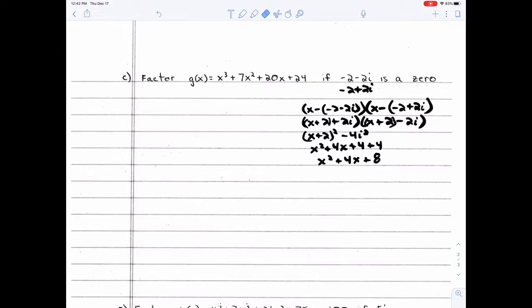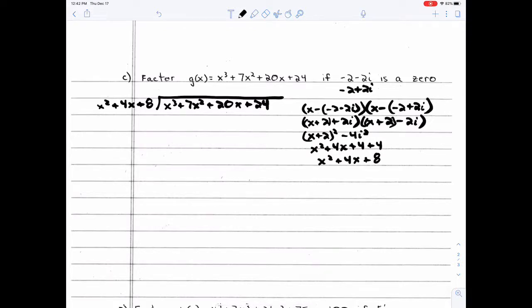So let's take the divisor, which is x squared plus 4x plus 8, and divide it into x cubed plus 7x squared plus 20x plus 24. And this is long division, right? You can't do this by synthetic division.